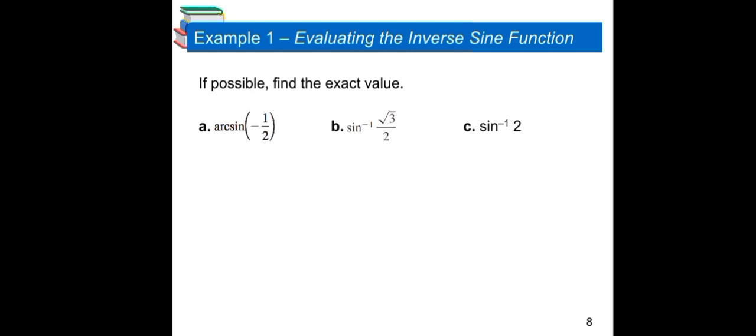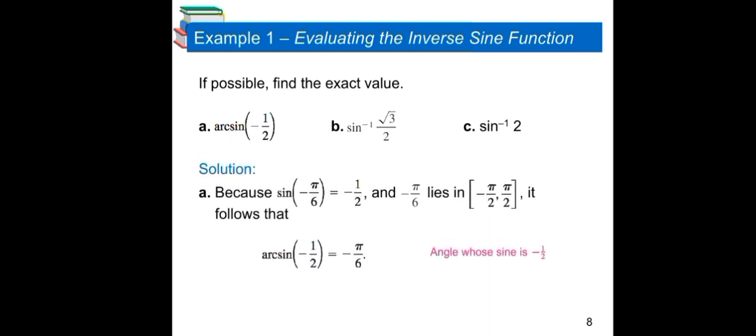Example 1. Evaluating the inverse sine function. If possible, find the exact value. Part a. Solution. Because sine of negative pi over 6 is equal to negative 1/2, and negative pi over 6 lies in the interval negative pi over 2 to pi over 2, it follows that arcsine of negative 1/2 is equal to negative pi over 6. The angle whose sine is negative 1/2.